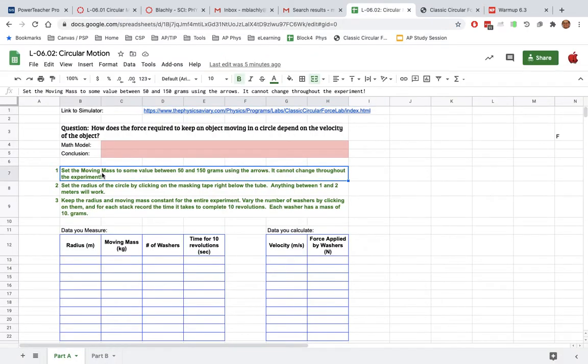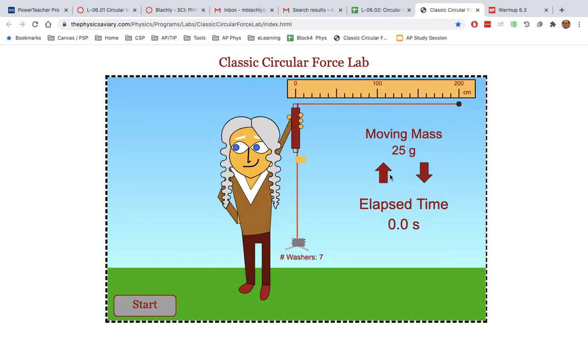You're going to set up the moving mass to something between 50 and 100, and the radius somewhere between 1 and 2. So you can change the mass of the moving mass somewhere between 50 and 100. So that's fine, 107. It's random. So once you get it set, leave it. And remember, this is grams. You need to convert to kilograms.